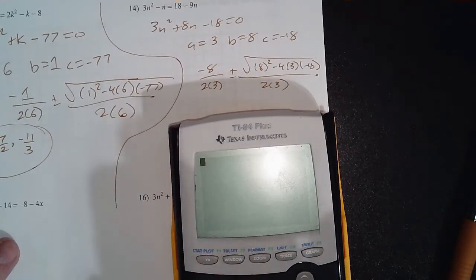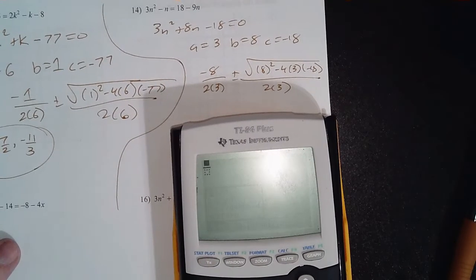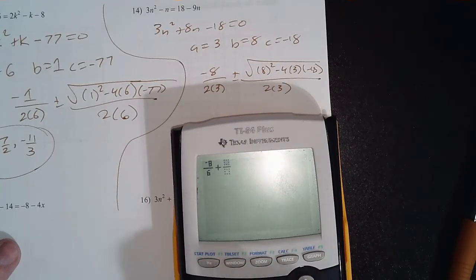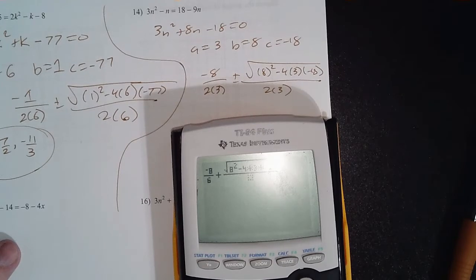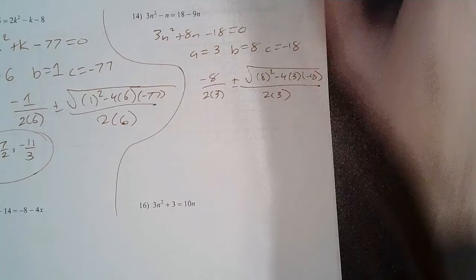So let's do alpha y equals, enter, negative 8 over 6 plus alpha y equals, enter. We got a square root of 8 squared minus 4 times 3 times negative 18, all divided by 6. And sure enough, like I said, we get this decimal answer, which means that we can't only use a calculator here. We actually have to do some simplification on our own.